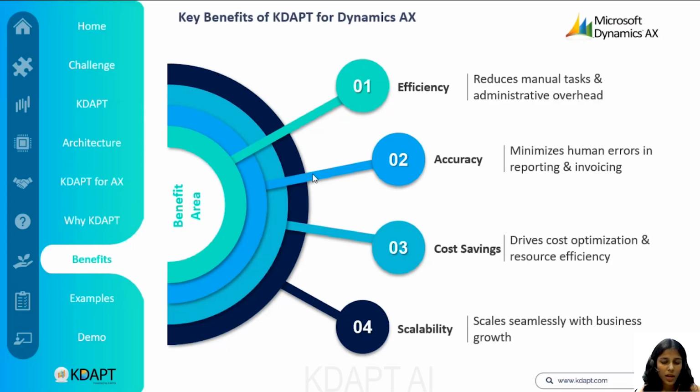So this means less time spent on reports and more time spent on decisions. And the next one is accuracy. As you know, manual processes often come with human error, whether it's messy data or outdated exports or version mismatches. So KDAP connects directly to the live AX data, meaning your insights are always accurate, consistent, and up to date. This minimizes the human error and increases confidence in the numbers that you're making decisions on.